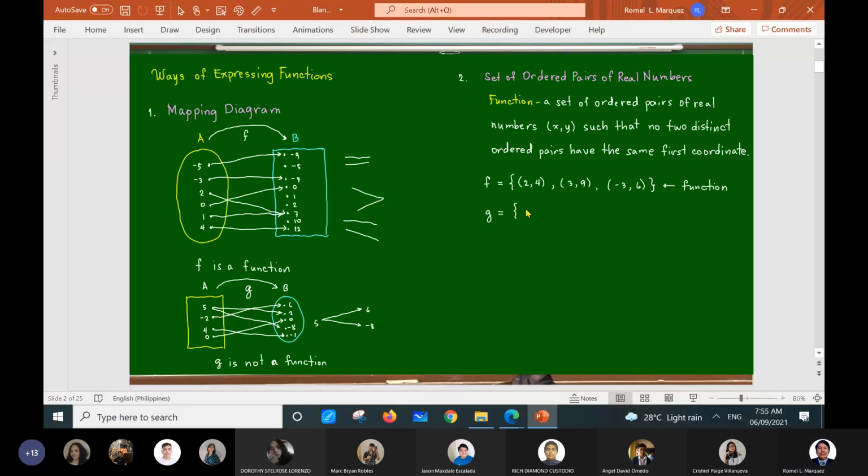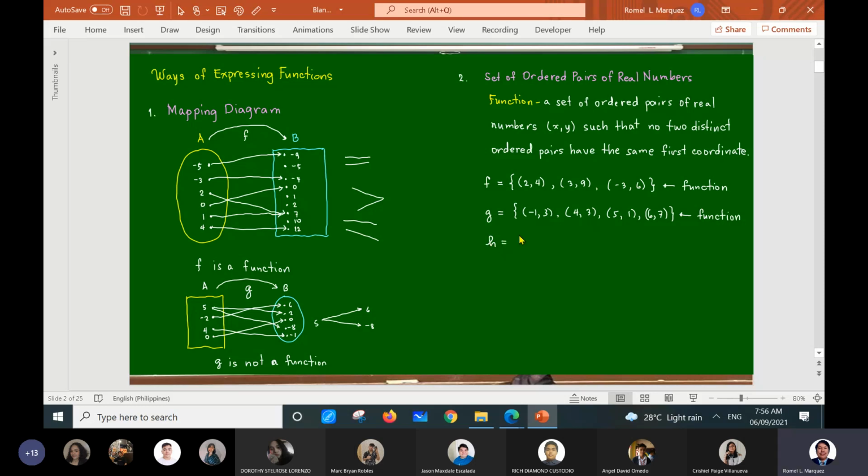What about this? Negative 1, 3, positive 4, 3, 5, 1, 6, 7. How many ordered pairs are inside? 1, 2, 3, 4. So, any pair of ordered pairs taken here, they don't have the same first coordinate, right, guys? So this is a function, or it defines a function.